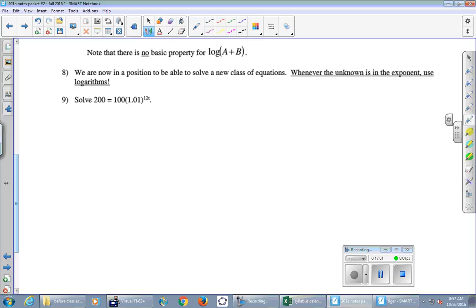So we're going to solve this equation for t. 200 equals 100 times 1.01 to the 12t. This equation wasn't given any context, but it hopefully looks like equations maybe you've solved before. That to me looks a lot like a compound interest type equation. The 200 is like the future amount of money we're hoping to have. The 100 is the current, like the starting amount of money.